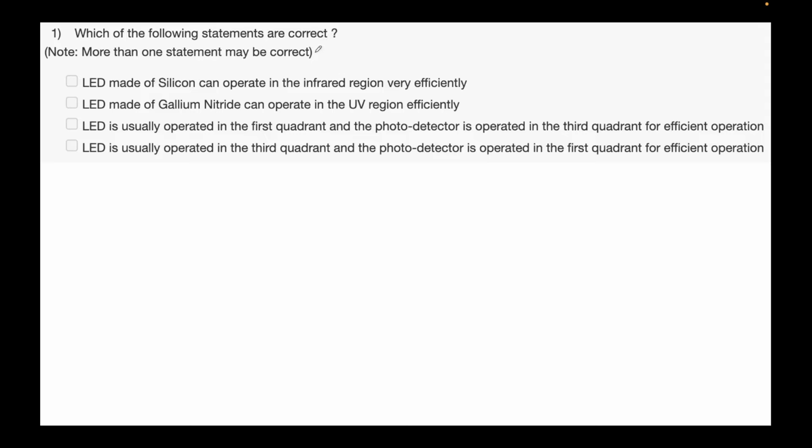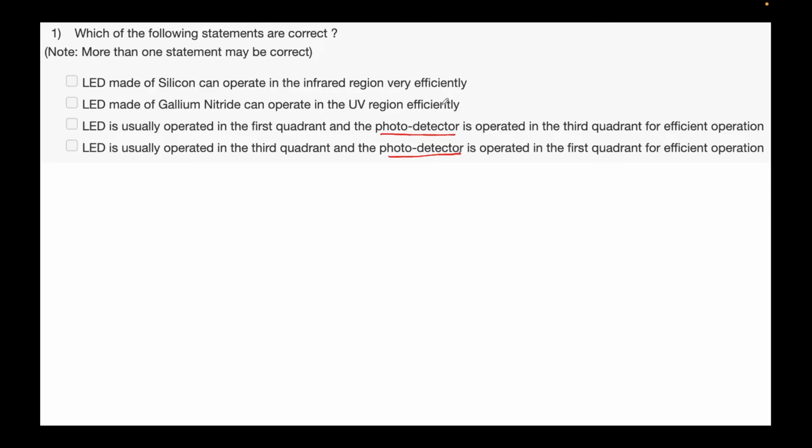Okay, so for this problem we need to identify the correct statements. The four statements have been given here. Let's just have a quick look at them. The first option talks about an LED of the material silicon. The second option is again an LED, but gallium nitride, and we'll see what we mean by this term operate and these different regions. I'll come to that, but the first two options are concerned with the LED. Third and fourth also talk about the LED, and also another kind of device called the photodetector.